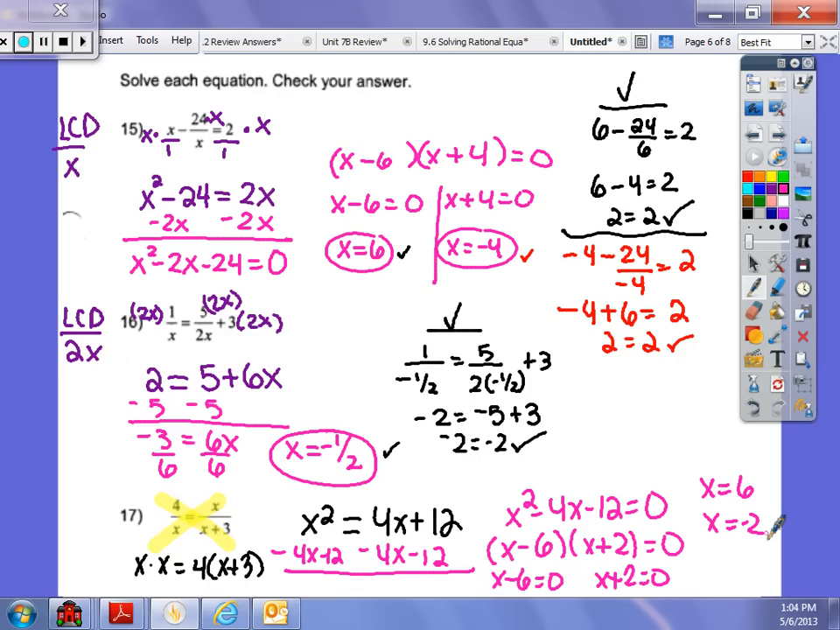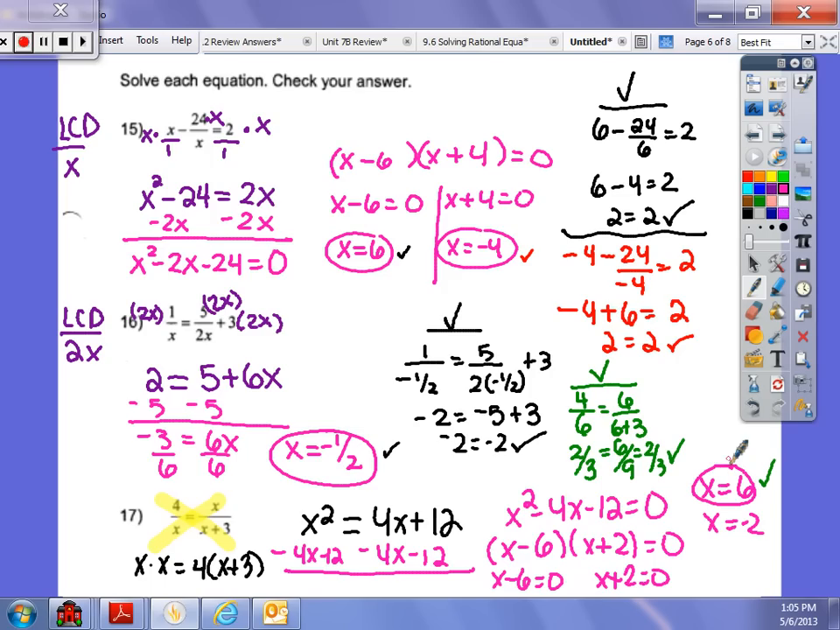Alright, I'm running out of room, so I'm going to check in green. Alright, so I'm going to do 4 over 6 equals 6 over 6 plus 3. 4 over 6 is 2/3, and 6 over 6 plus 3 is 6/9. 6/9 is also equal to 2/3, so it checks out. So that one is fine.